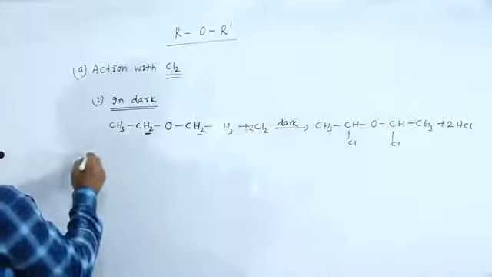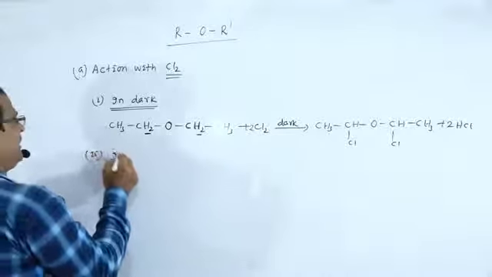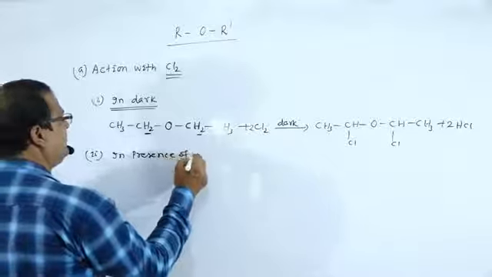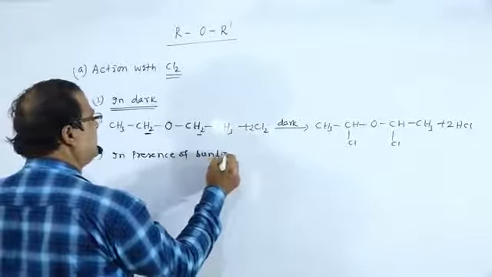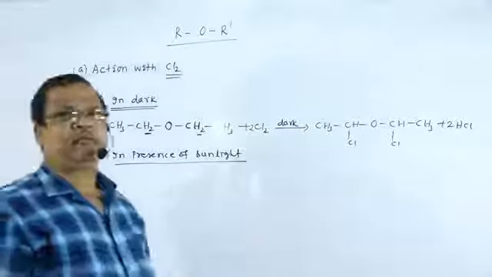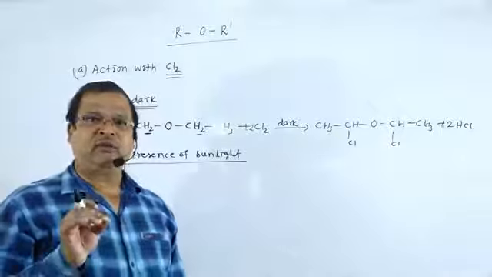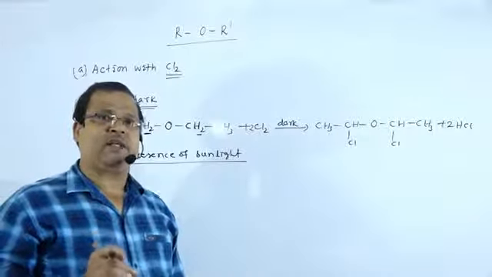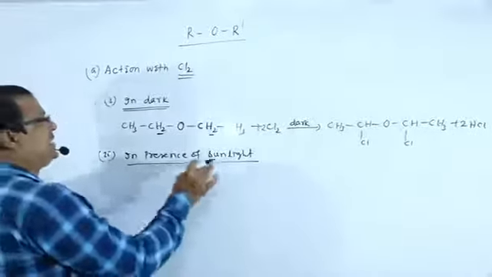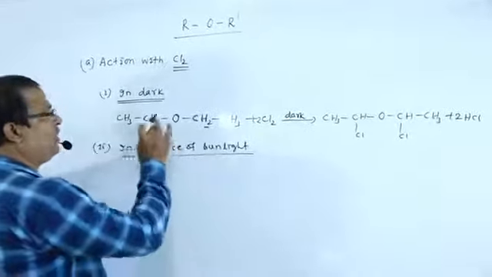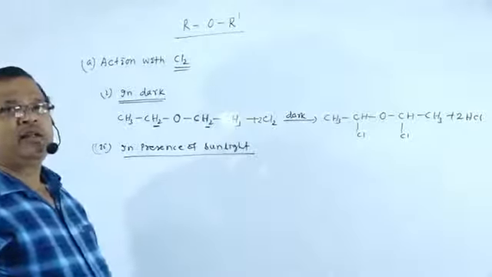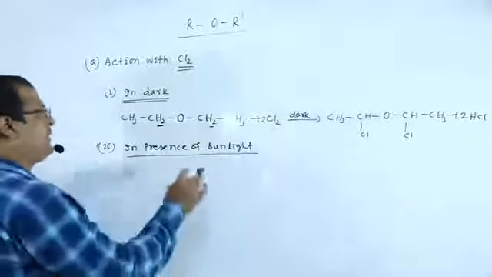But if we carry out the same reaction in presence of sunlight, all the hydrogen atoms, not only from the alpha position but also from the beta position, will get replaced by chlorine.